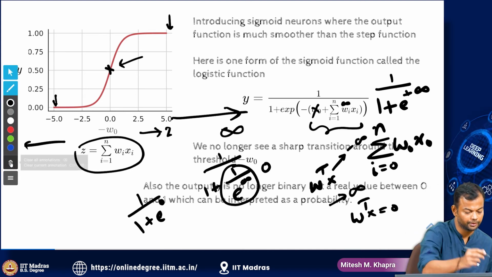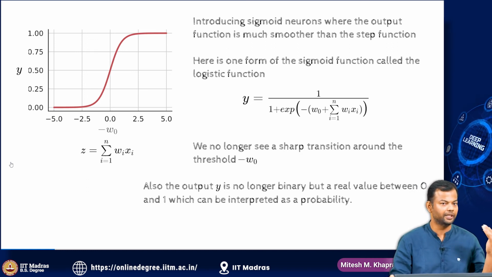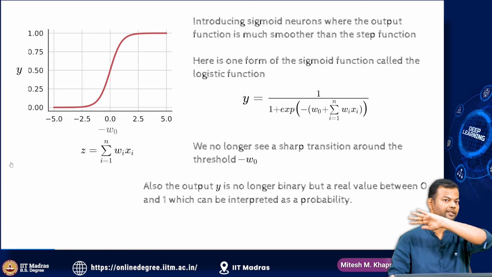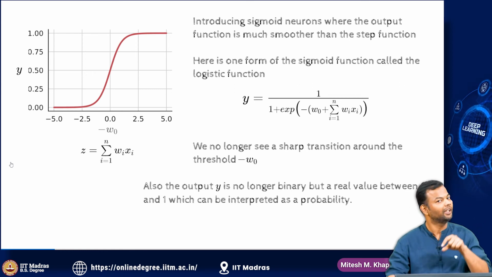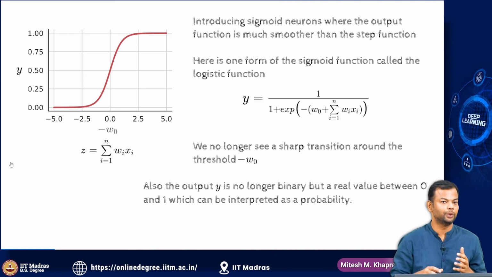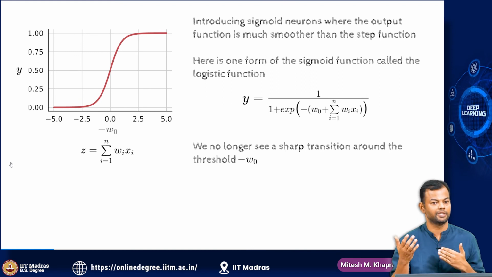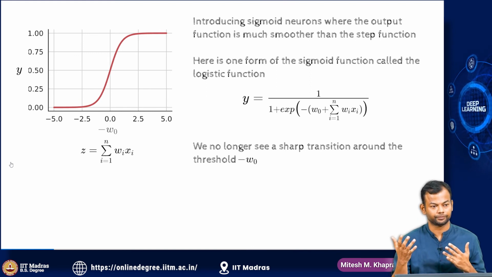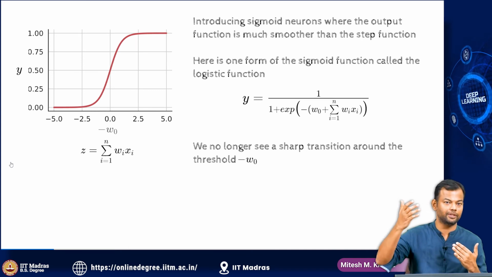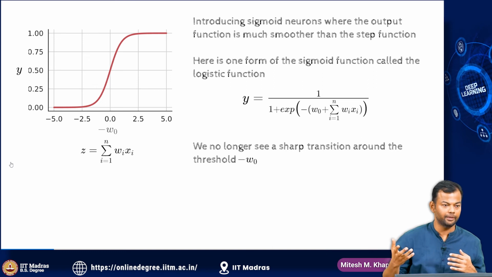Let's just delete this. Also, the output Y is no longer binary, right? It's a real valued output. It's not 0 or 1. Many values between 0 and 1 are possible. Now, the other interesting thing about this function is that since the values are between 0 and 1, what is the other quantity of interest which lies between 0 and 1? Probability, right? So probabilities lie between 0 and 1. So now this output of the sigmoid function we could interpret as a probability.